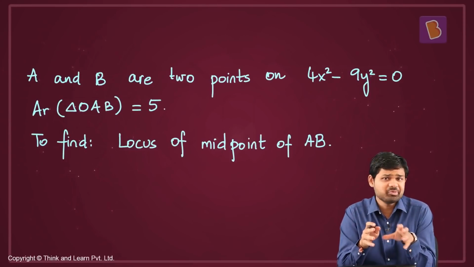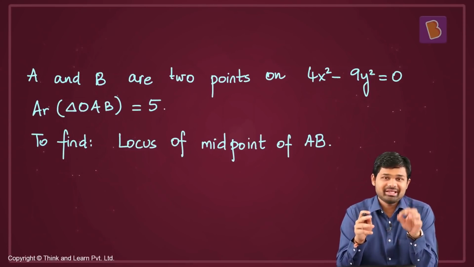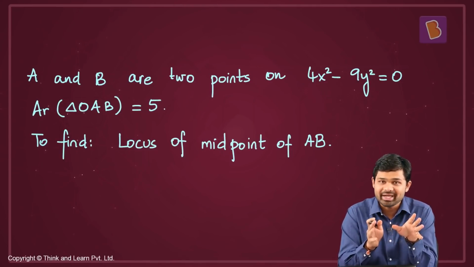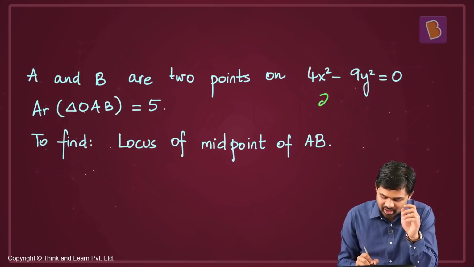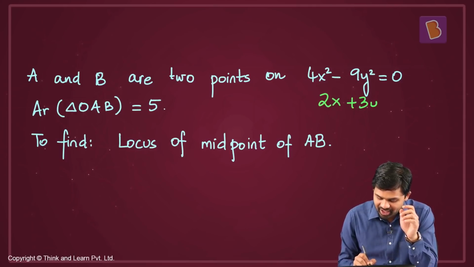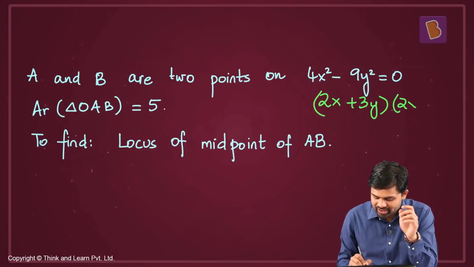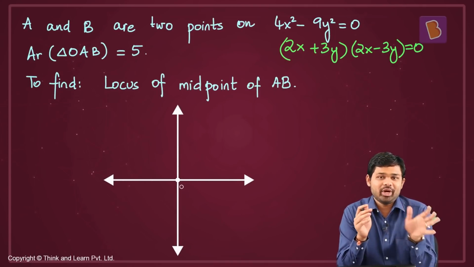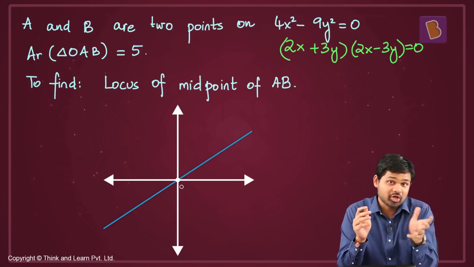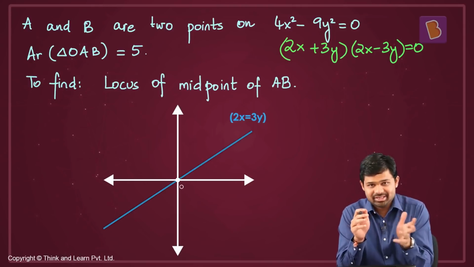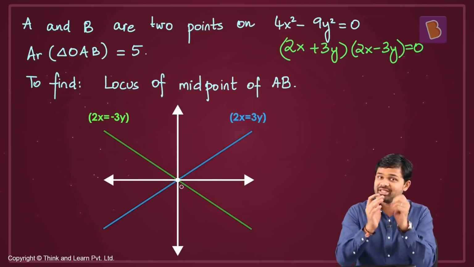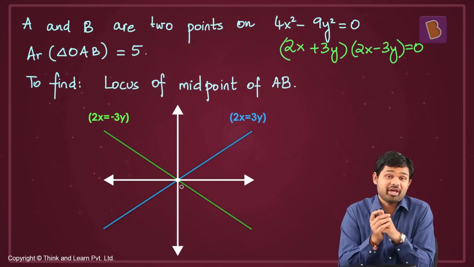So the pair of straight lines which is given to us is 4x square minus 9y square equal to 0. So very easily we can find out the two component lines. This is nothing but 2x plus 3y multiplied by 2x minus 3y equal to 0, which means that my two lines are 2x minus 3y equal to 0, or 2x equal to 3y, and 2x plus 3y equal to 0, which is 2x equal to negative 3y. So these are the two straight lines which form the pair of straight lines.